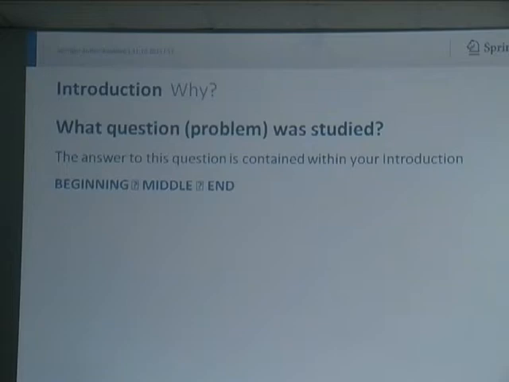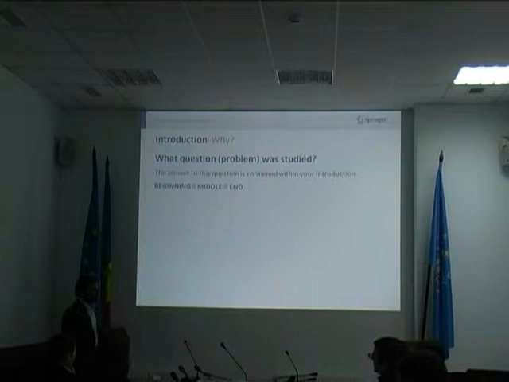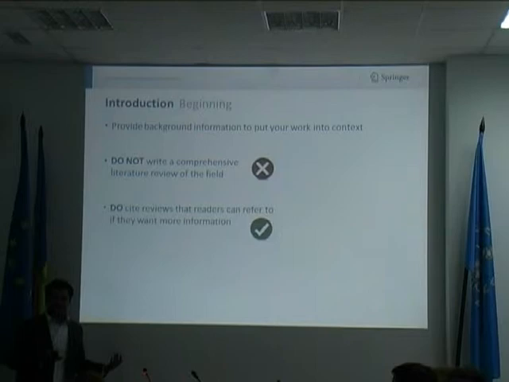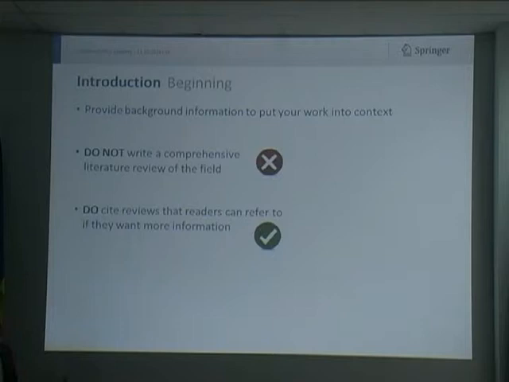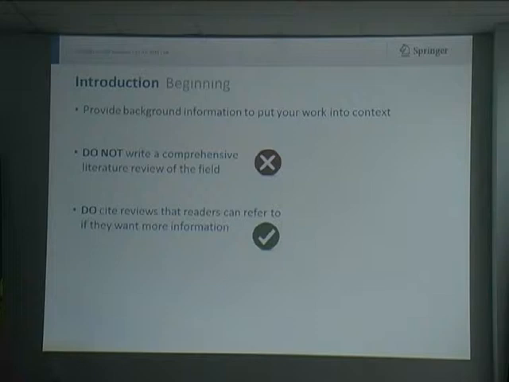You want to draw the audience into the topic. You have been reading the literature for a long time, but the audience has not. So you have to actually introduce why this field is interesting, what has been happening in this field, what the main questions are. So do not write a comprehensive literature review. For that you have a literature review section. But write so that people can read it and find out this is the topic, this has been found, concise information.